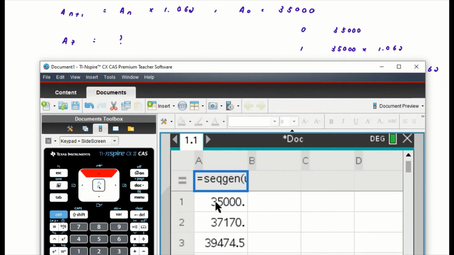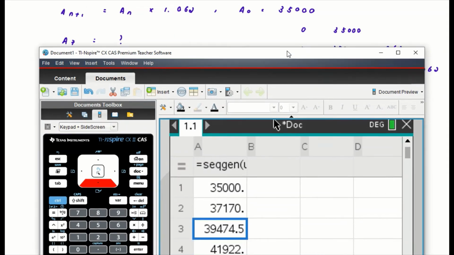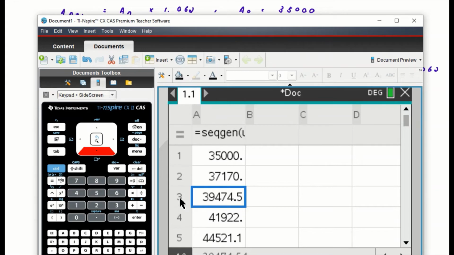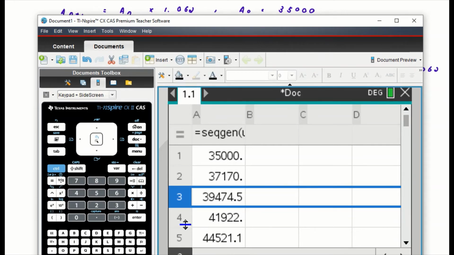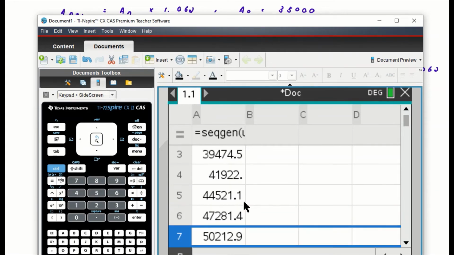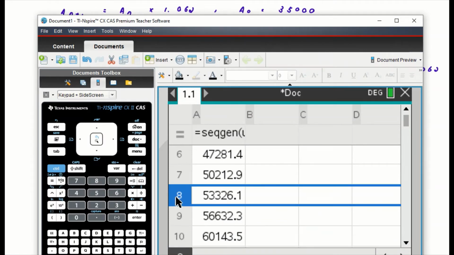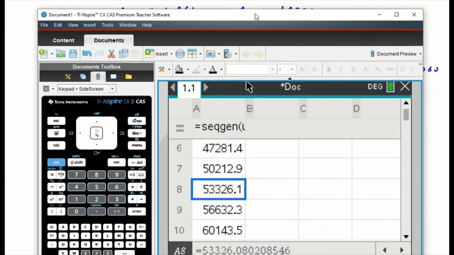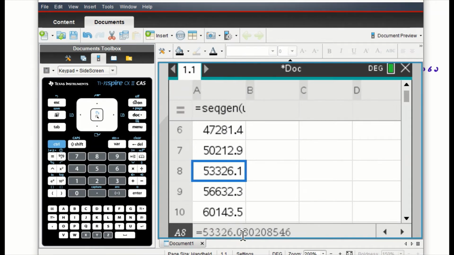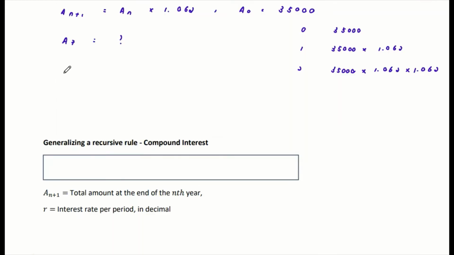So the idea here is this is your initial amount. After 1 year is 2. After 2 years is 3. Okay, you get what I mean? So yeah, after 2 years is number 3. Then after 3 years is number 4. So you are finding after 7 years, so that should be number 8. So which means your answer here should be 53326.08. Okay, so that will be our answer. So A7 equal to 53326.08. So that's the idea.